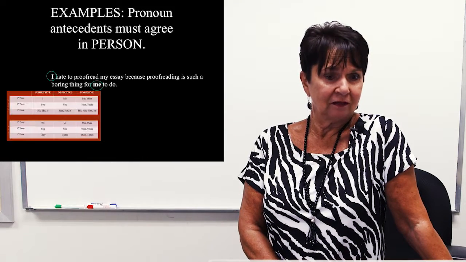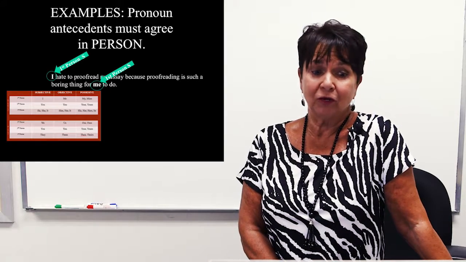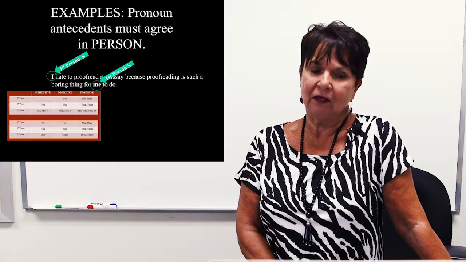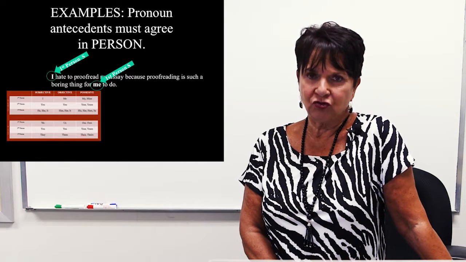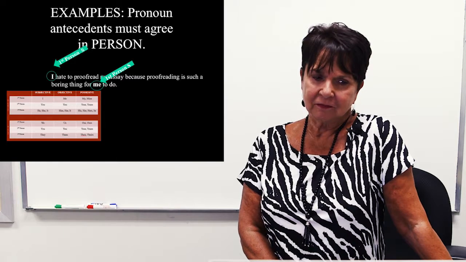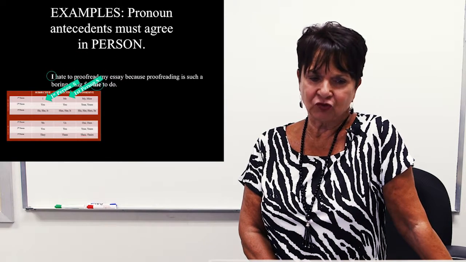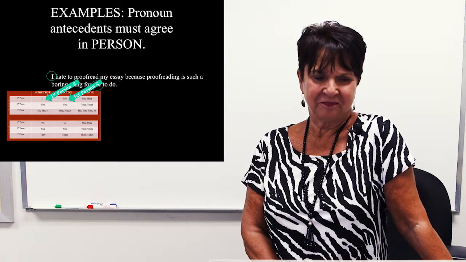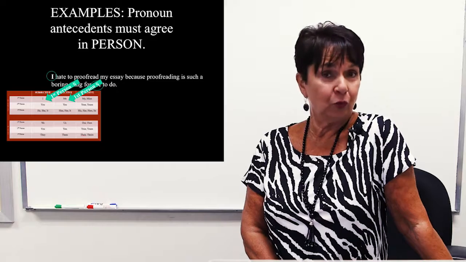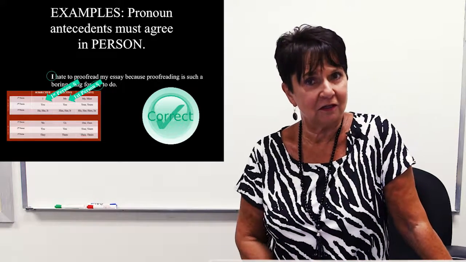Now take a look at it. I hate to proofread my essay because proofreading is such a boring thing for me to do. According to the chart, look at it. First person singular, first person, objective. They agree. This is agreement in pronoun antecedent.